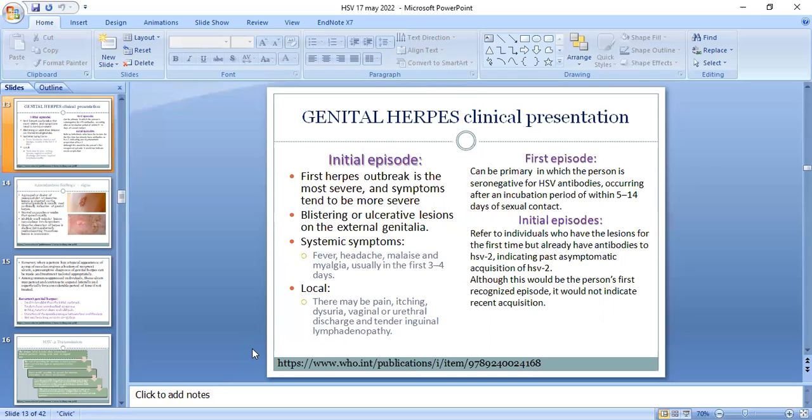The first episode can be the primary, in which the person is seronegative for herpes simplex virus 1 and 2 antibodies, occurring after an incubation period of 5 to 14 days after sexual contact. An initial episode refers to individuals who have the lesions for the first time but already have antibodies to herpes simplex virus 2, indicating that past asymptomatic acquisition of herpes simplex virus type 2 has occurred. Although this would be the person's first recognized episode, it would not indicate recent acquisition.